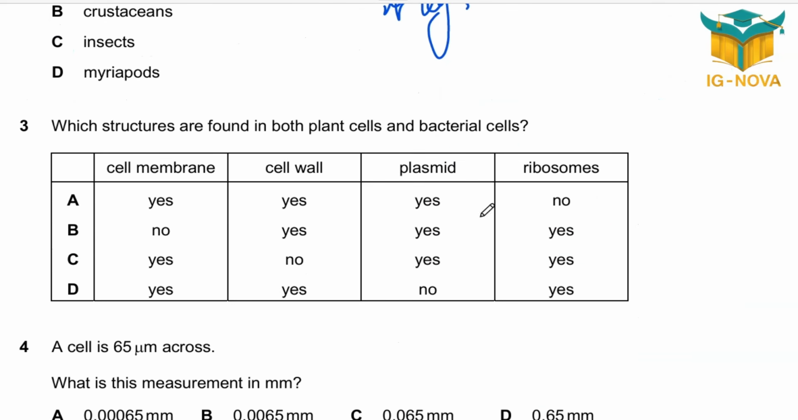Question number 3. Bacteria or prokaryote? Common feature with a plant cell. Cell membrane, definitely. Any living cell must have cell membrane. Cell wall, yes, they do have cell wall, both of them. Plant cellulose, bacteria murein. Plasmid, no, only bacteria. So plasmid is not a common feature between both of them. Ribosomes, any living cell must have ribosome to do protein synthesis. So we cancel out wrong options to find D.